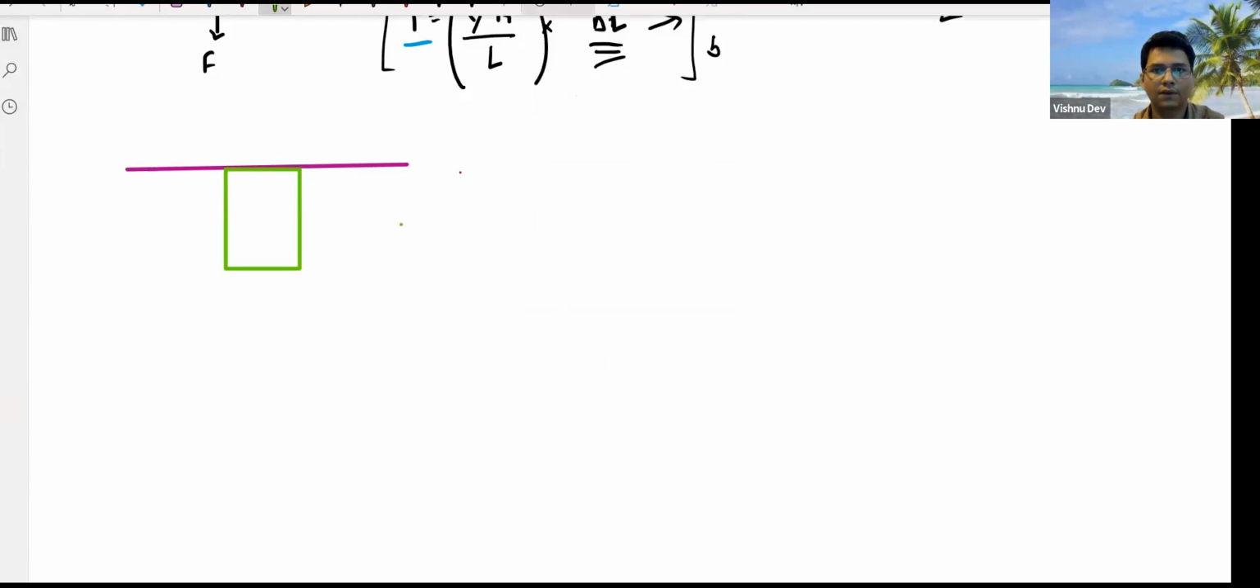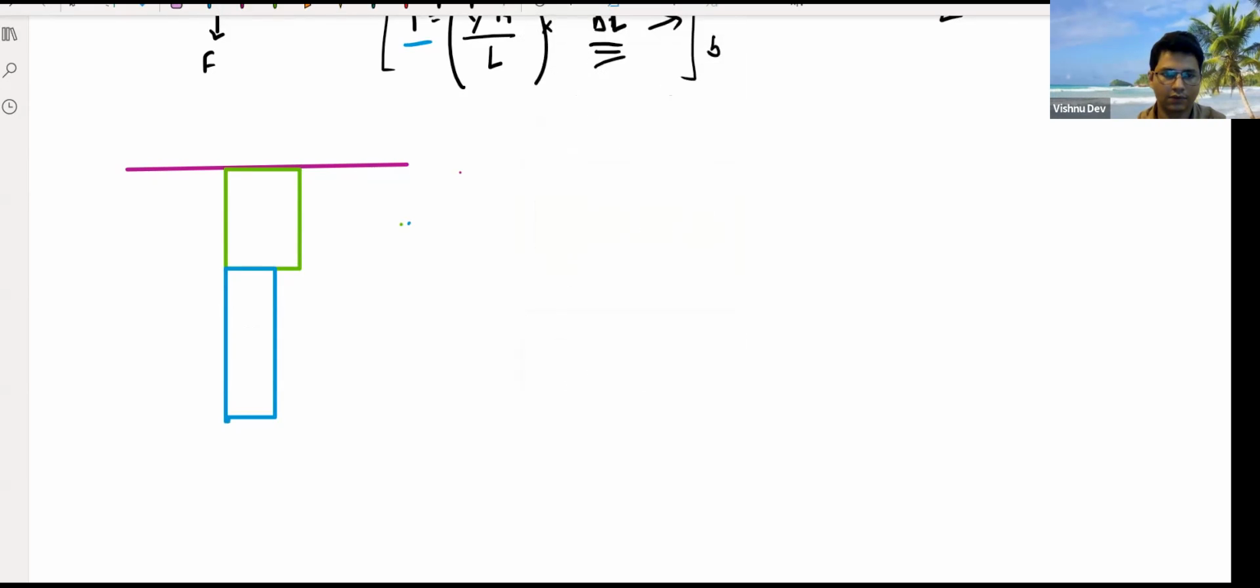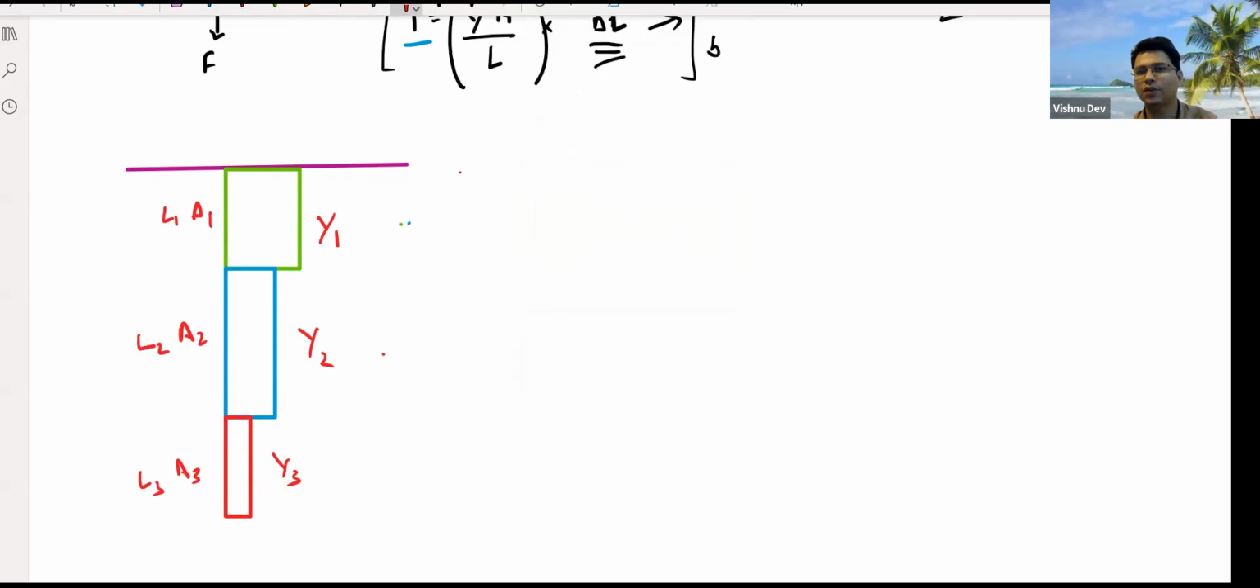This is the first rod. Suppose this is your second rod, and this is your third rod. And they're connected. Look, they're connected, right? So suppose the Young's modulus of the first is Y1, this is Y2, this is Y3. This is A1, L1, A2, L2, A3, L3. Right? Step by step.